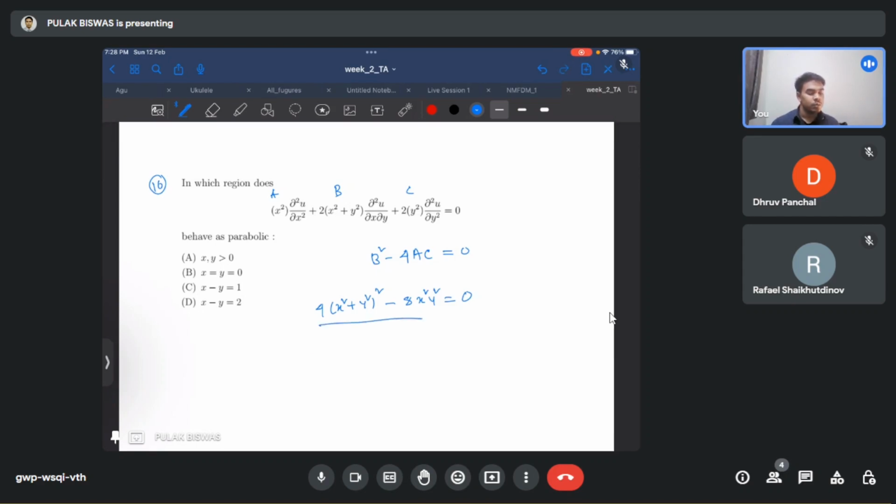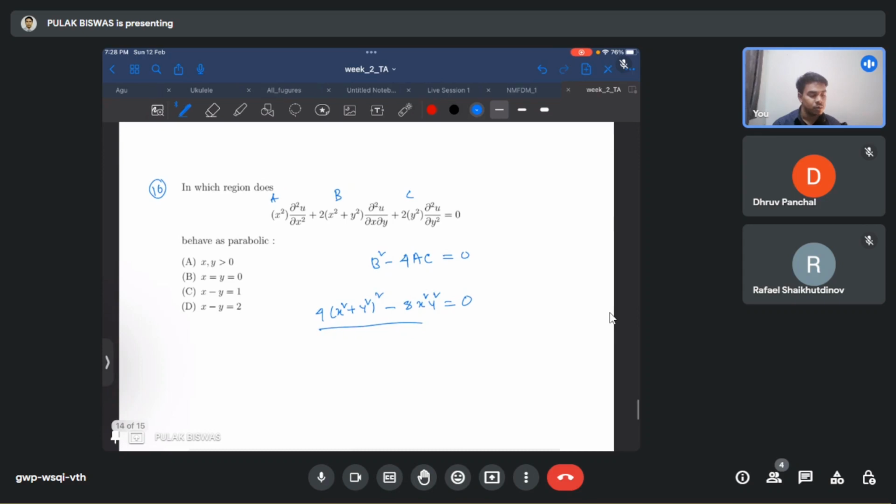For this expression to be 0, these two terms have to be separately 0. So x square y square, or xy, should be 0. This can be satisfied if either of them is 0, so maybe x equal to 0 or maybe y equal to 0.